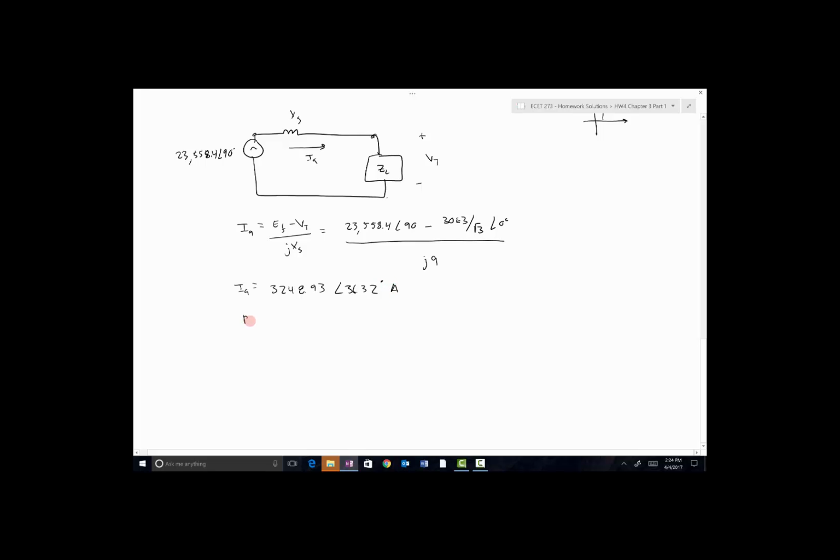And that means the power factor is equal to the cosine of 36.32 degrees, which is 0.806. And the magnitude of the current is 3248.93 amps. So that is the current magnitude and power factor at which synchronism is lost in this synchronous generator.